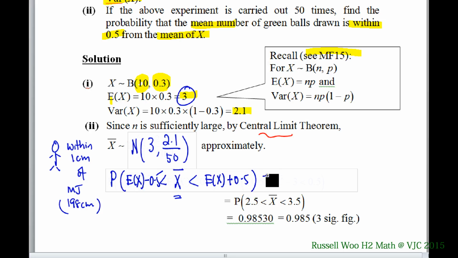So, therefore, it must be equal to the probability. Expected value of X is given, which is 3, minus 0.5, to 3 plus 0.5. Okay, you get this? Then you key into your GC. So don't be scared, okay? See the word within, we must know how to interpret.